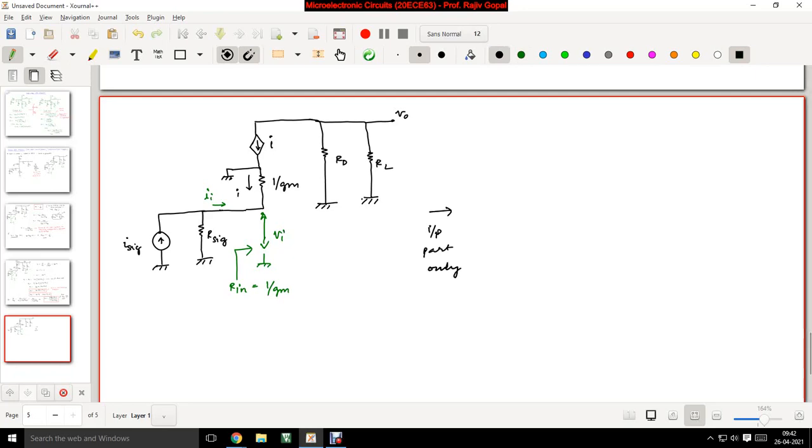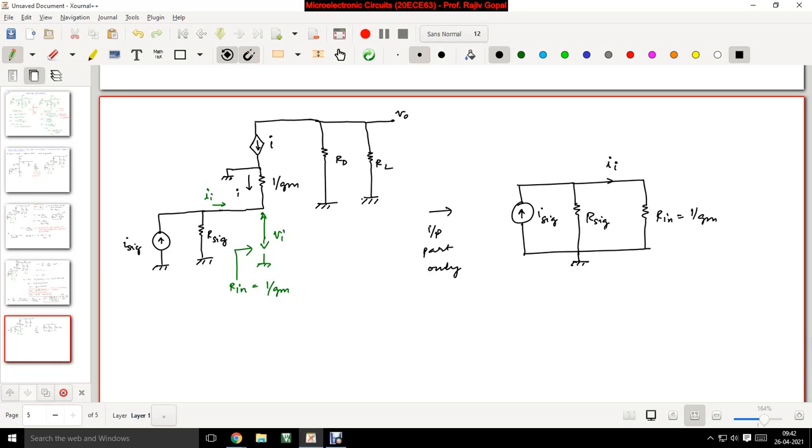And so I will have I signal like this, followed by R signal like this, followed by Rin, which is actually 1 by Gm. Right. Then close this off. All of them are connected to ground like this. Okay, and this current which is flowing like this is Ii.